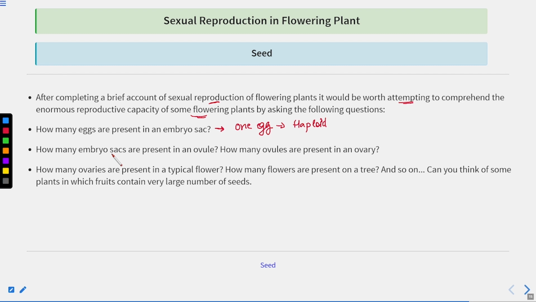The next question is how many embryo sacs are present in the ovule? Usually one embryo sac is present in the ovule, but due to some genetic anomaly or due to abnormal growth, more than one embryo sac can be present. So you can write usually one, but under abnormal condition, more than one embryo sac can be present.